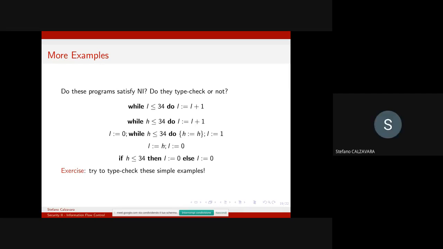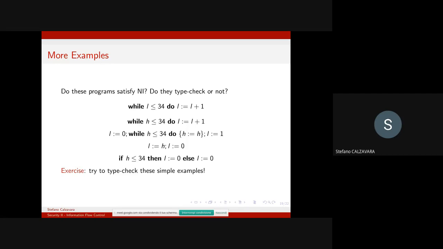Exactly. So this program is not secure. Since the attacker has visibility of public variables before the execution of the program, let's say the attacker knows that L is 0. Once we execute this program, at the end of this program, L will be 34, which means in particular that this is exactly equivalent to an assignment. So this program violates non-interference. And if you try to type check this program with the rules we've shown, you will see that you are not able to type check it. Okay? So this is the exercise done.